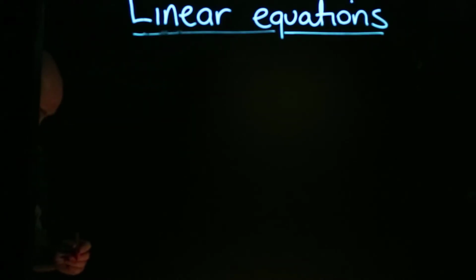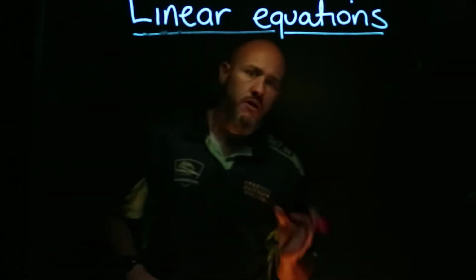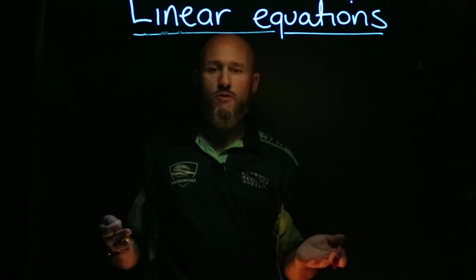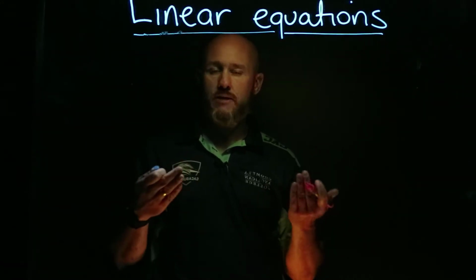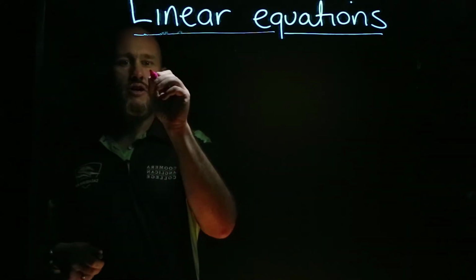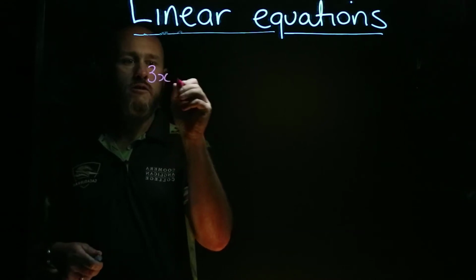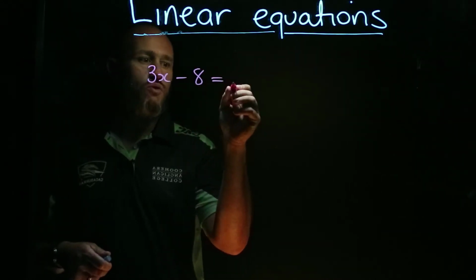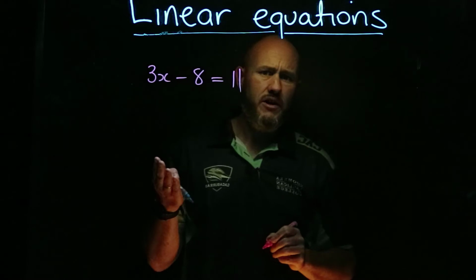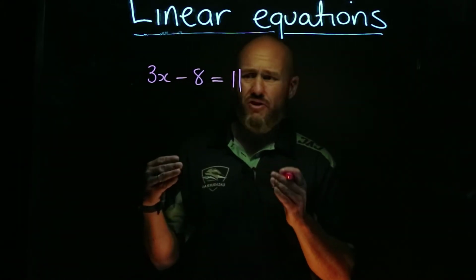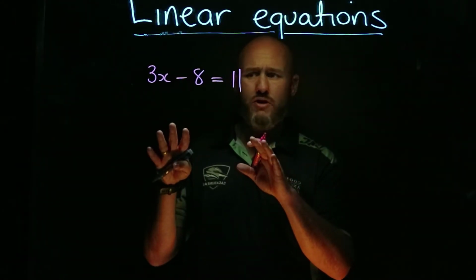Two-step equations. Now further to those simple equations, we could be looking at equations that involve two steps, two processes together, such as 3x minus 8 equals 11. Still a fairly simple equation and won't come out with the nicest possible answer, but it will still work nicely.